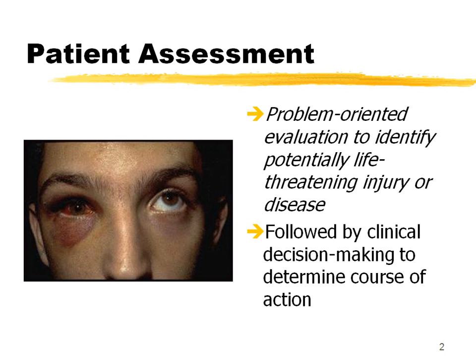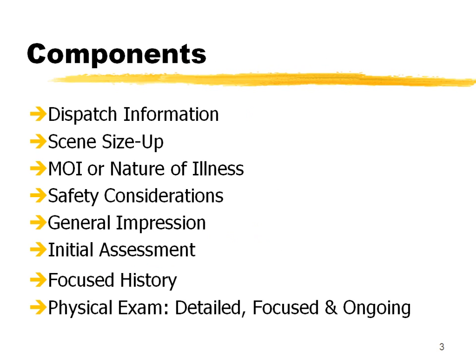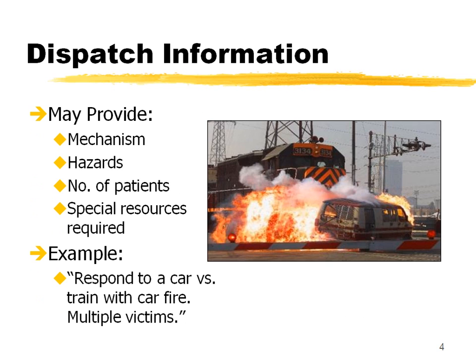Trying to figure out why somebody is having a heart attack and their pressure's dropped to about 70 palp and they're sweating bullets and they're about to go unconscious on you. Let's take care of that first before we start figuring out why they're swirling down like that. Things to talk about: dispatch information, scene size up, mechanism of injury, nature of illness, safety considerations, impressions, assessment, etc.